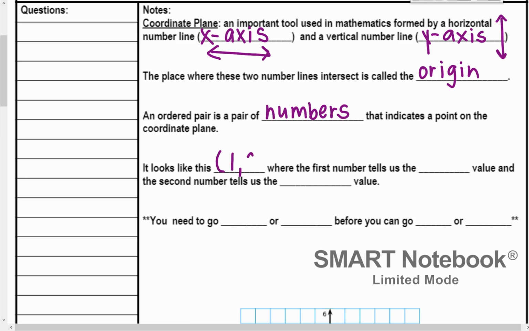So it might be like 1, 2. And they're always in parentheses. Where the first number, this first number right here, the 1, is going to tell us the x-axis value. And the second number, this 2, is going to tell us the y-axis value. Okay. So you need to do the x-axis first and then the y-axis. And the x-axis is horizontal, so you need to go left or right before you can go on the y-axis, which would be up or down.